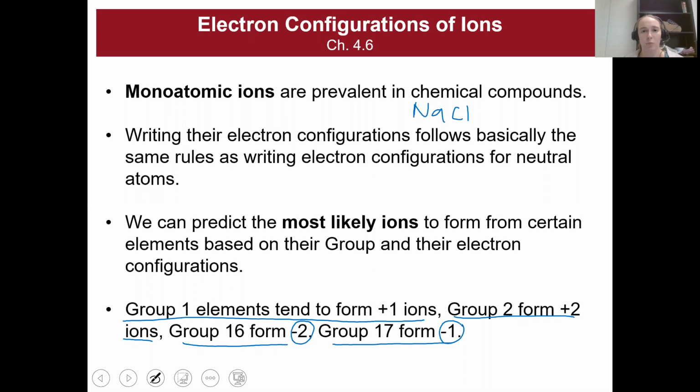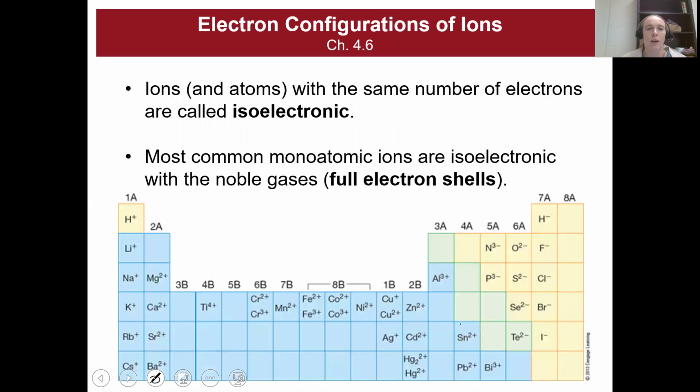So why do we keep going back to the noble gases? Because of the electron configurations. So I'll show you. Ions and atoms with the same number of electrons are called isoelectronic. So the most common monoatomic ions that we're going to see, the ones that follow those rules we just talked about, +1 ions for group 1, +2 ions for group 2, those are isoelectronic with noble gases.